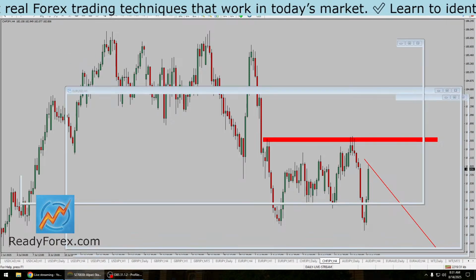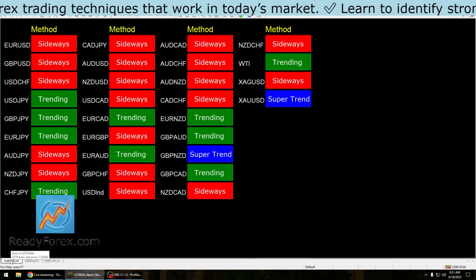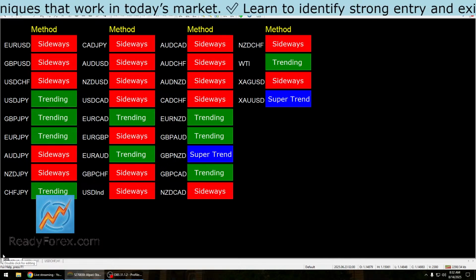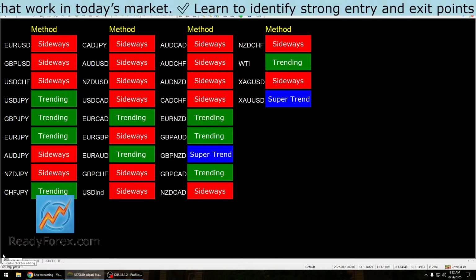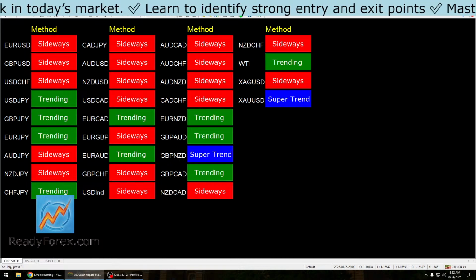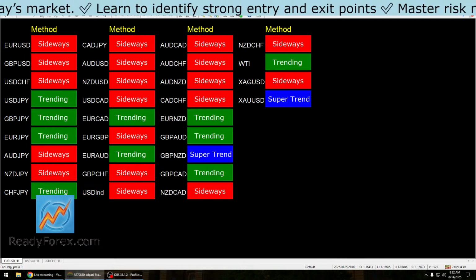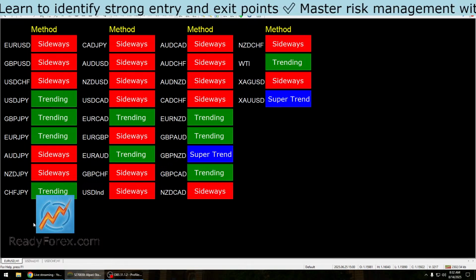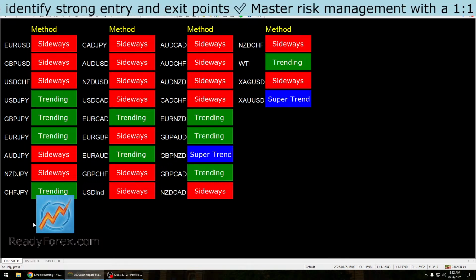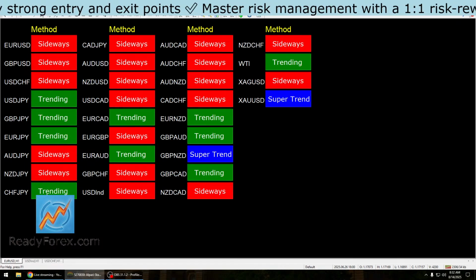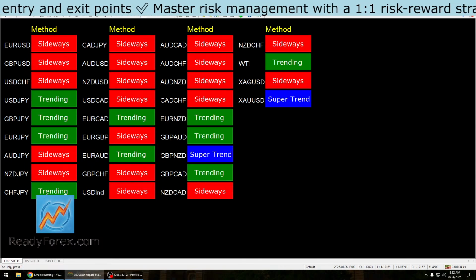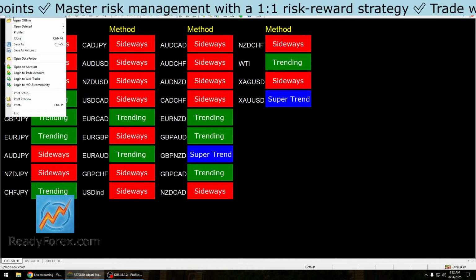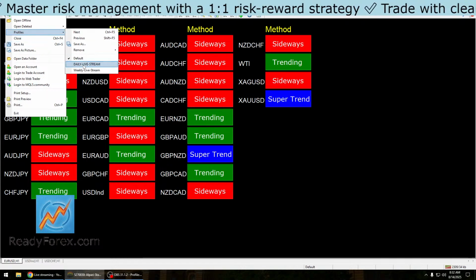Let's see. Swiss franc JPY trending. Okay, most of the yen pairs, they're sideways. Some of them are trending. Okay, 1, 2, 3, 4 are trending. 3 pairs are sideways. The CAD yen, the AUD yen, and NZD yen, they are sideways. So Swiss franc yen is showing some strength.